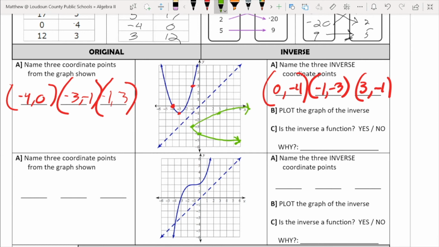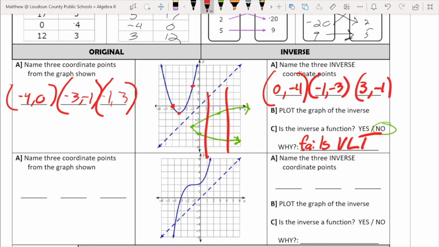graph there. Is this an inverse function? Yes or no? I'm going to say no. Why? It fails the vertical line test. Fails vertical line test. We're going to make it short. VLT. Okay?